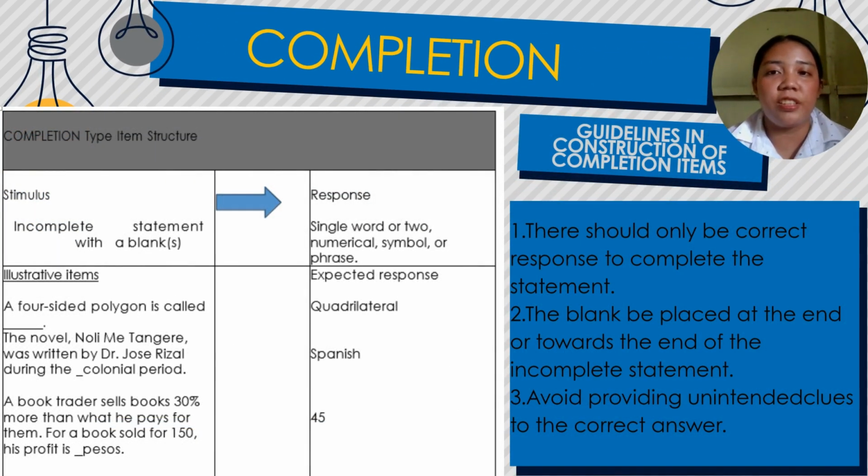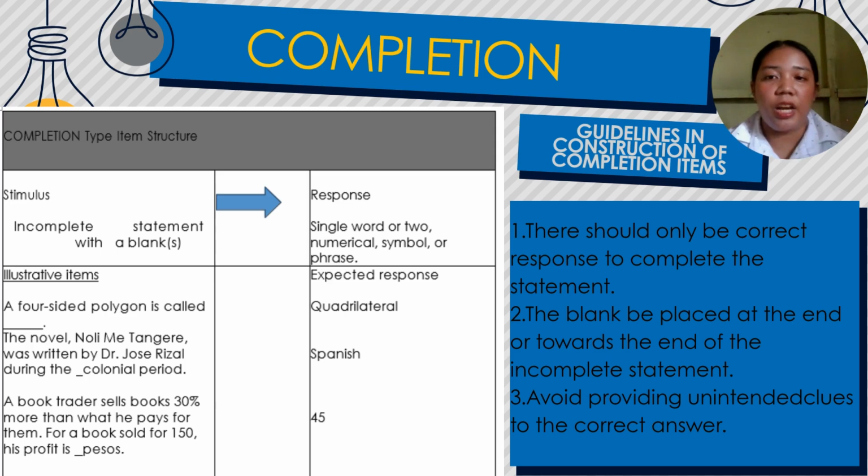Here is an example of a completion type of test. A four-sided polygon is called blank. The expected response from the students is quadrilateral. The stimulus there is "A four-sided polygon is called blank," and the response is quadrilateral. Another example is that the novel Noli Me Tangere was written by Dr. Rizal during the blank period. The expected response from the students is Spanish. And then, guidelines in the construction of completion items.